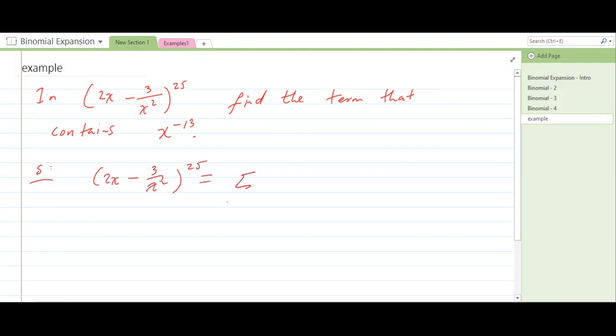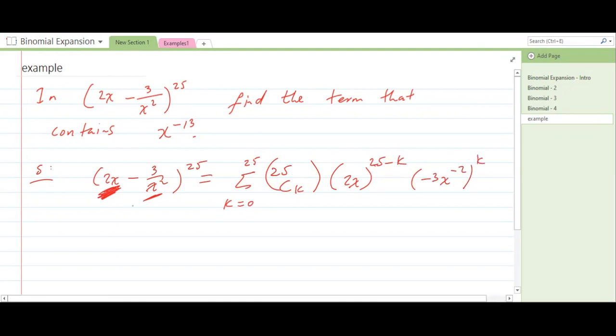sigma k equals 0 to 25, 25 choose k, sorry, we are using k. Try to choose A and B values. So what we can say here is 2x to the power 25 minus k, times minus 3x to the power minus 2, to the power k. If I'm choosing this as A, and my B value here, which is with the sign, I can take this x squared on top, it becomes 3x to the power negative 2.